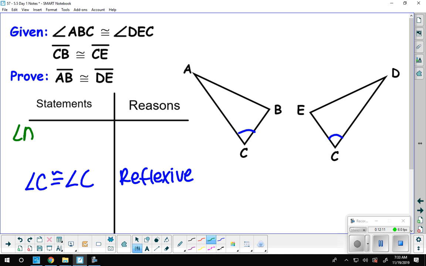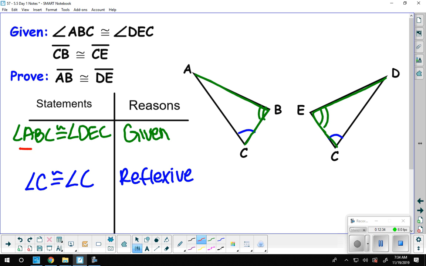So we know that angle ABC is congruent to angle DEC. So ABC is congruent to DEC. So now we have two angles, and then they have another given that's a side. So we have side CB is congruent to side CE. So let's go mark that. Side CB is congruent to side CE. So now we have three pieces of information.